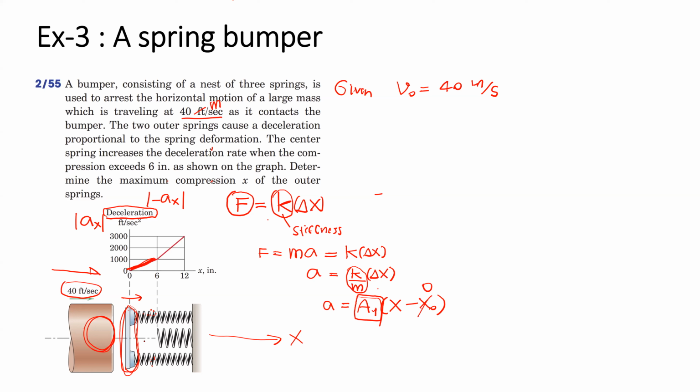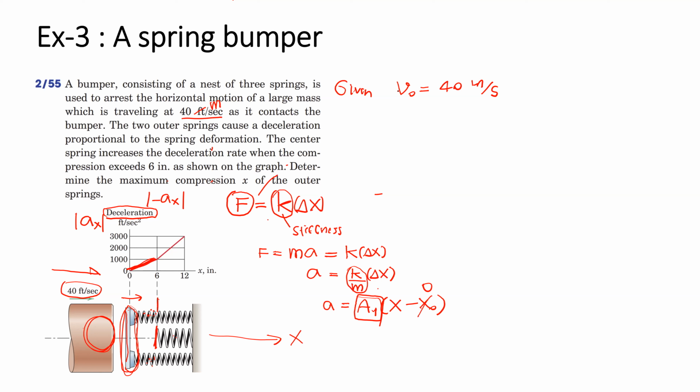Now we are talking about this region when the two springs deform. But when it goes further than this length, the plate here will begin to touch the third spring. And the third spring will add more stiffness to help decelerate the object. With the help of the third spring, the slope of the deceleration will increase, depending on the stiffness of the third spring.